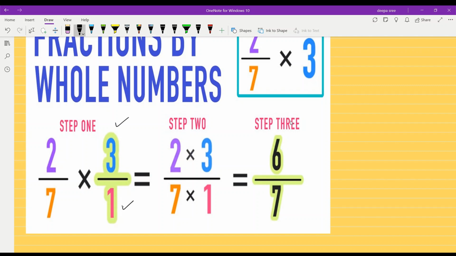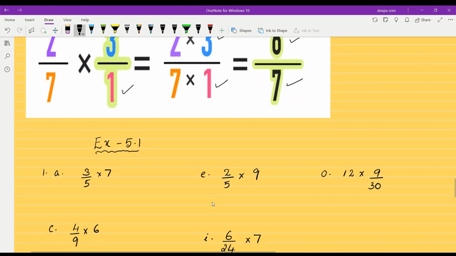Whenever you are multiplying a fraction by a whole number, convert the whole number into a temporary fraction. While converting, you have to write the denominator as 1. And then we can follow the multiplication of fractions rule. Multiply the numerators, 2 into 3, and multiply the denominators, 7 into 1. 2 into 3 is equal to 6 and 7 into 1 is equal to 7. That is the last step. We can do some problems.